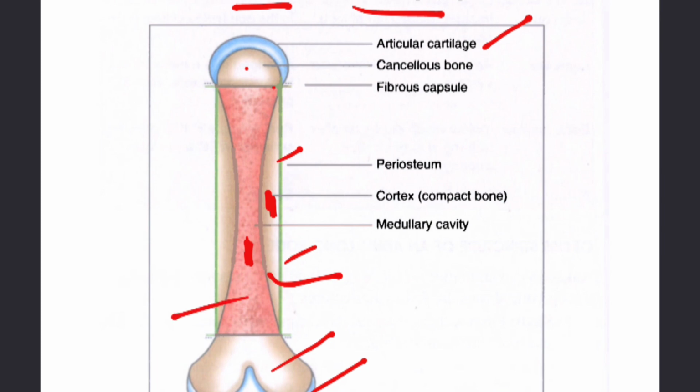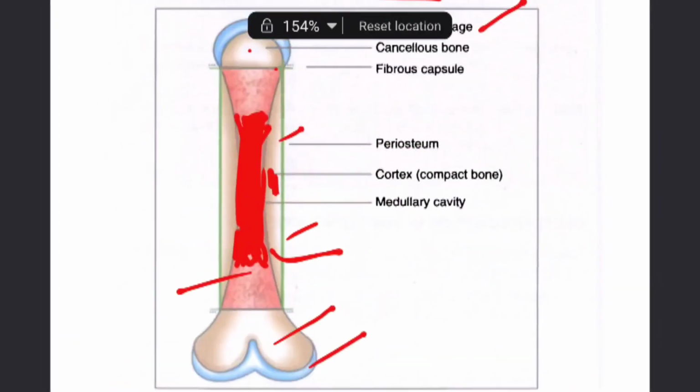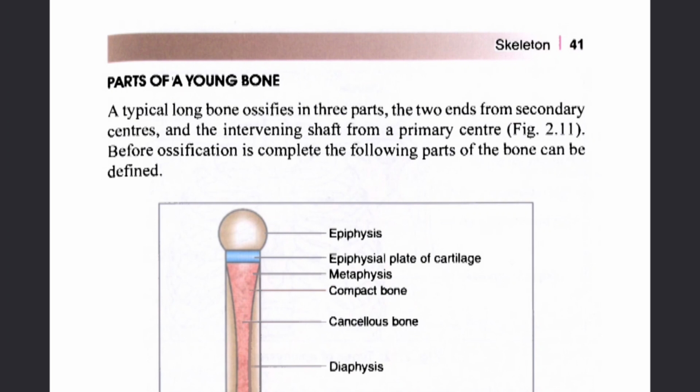As you have discussed, at the time of birth, red marrow is present throughout. After that, this region becomes yellow marrow as age advances and becomes a fatty storage without doing any hemopoiesis. Okay. So next we'll discuss the parts of a young bone.